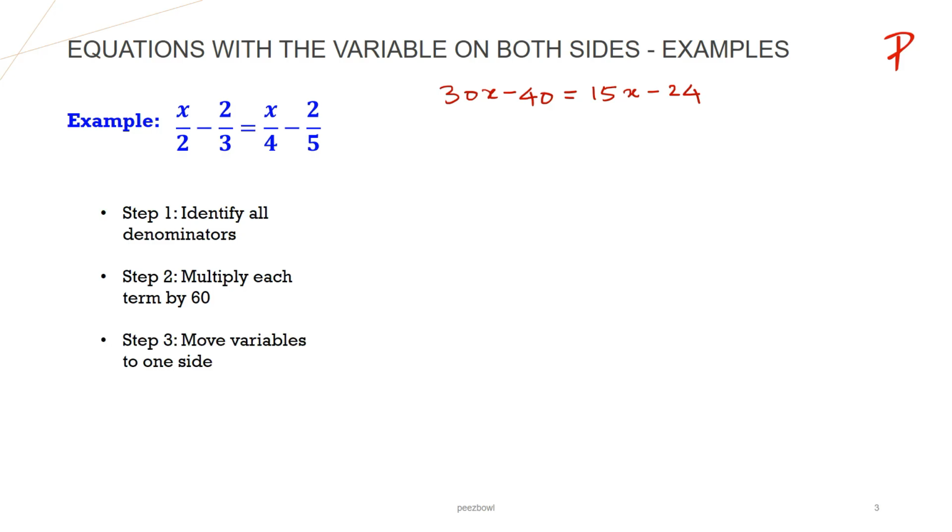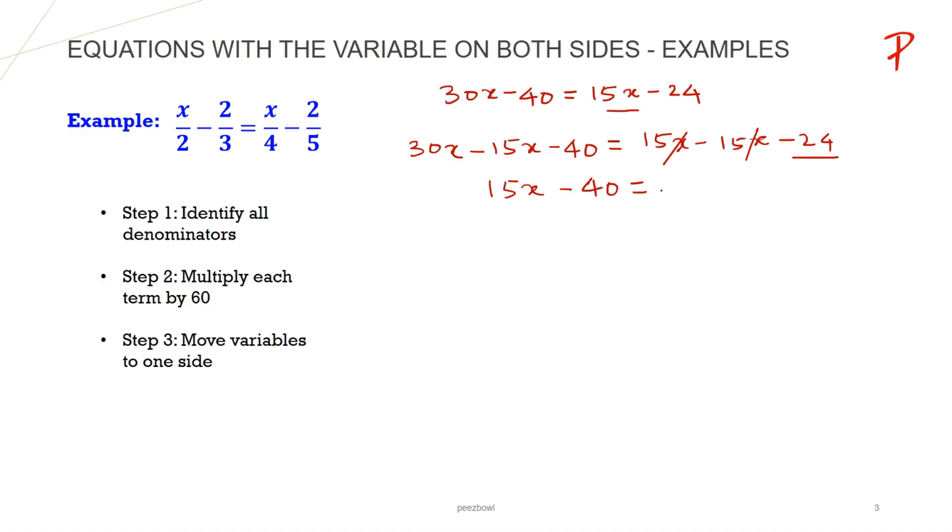Now step 3 is to move variables to one side. Let us bring all variable terms to the left side and constants to the right side. Subtract 15x from both sides. We will have 30x - 15x - 40 on the left hand side, and on the RHS we have 15x - 15x - 24. The 15x and 15x cancel each other, and this simplifies to 30x - 15x, which is 15x - 40, equal to -24 on the RHS.